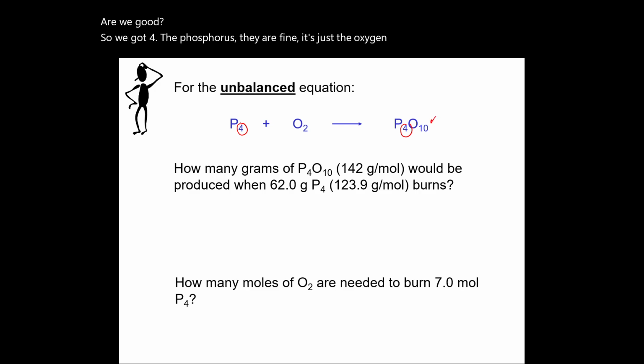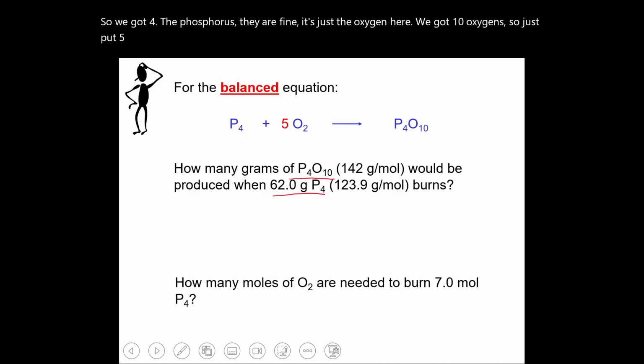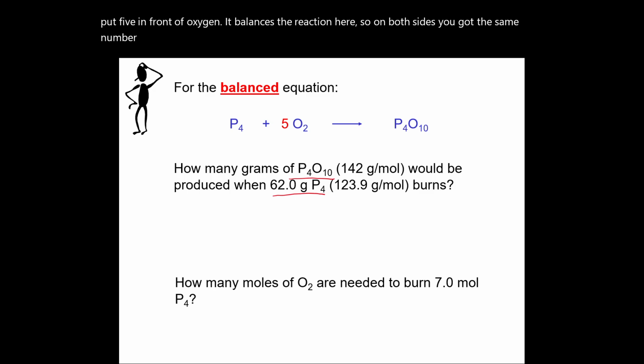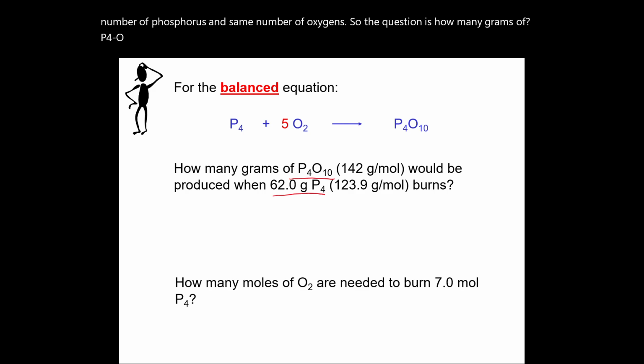Here we got 10 oxygens, so you just put 5 in front of oxygen. It balances the reaction here. So on both sides, you got the same number of phosphorus and same number of oxygens. So the question is, how many grams of P4O10, that's tetraphosphorus decoxide, the molecular weight is given here, would be produced when 62.0 grams of phosphorus burns.